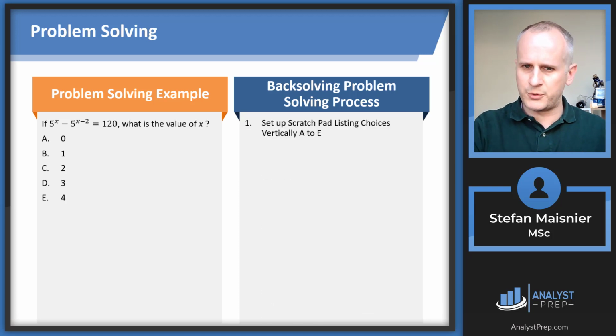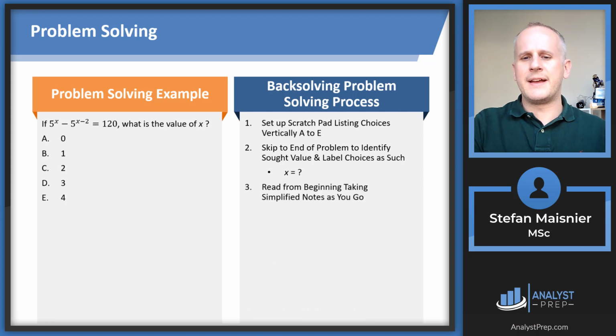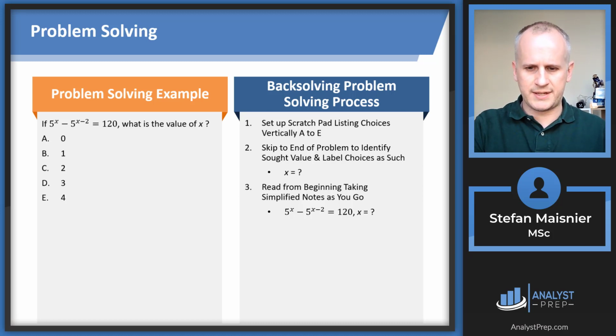So we're going to set up the scratch pad, listing the choices vertically A through E, just as we've got here. Skip to the end, figure out what we're being asked for, and in this case, value of x, it's pretty straightforward, not hiding much here. So there's our x. Now, once again, read from the beginning, taking simplified notes as you go. Again, there's not a lot here, it's just a more technical problem, but 5 to the x minus 5 to the x minus 2 is equal to 120, and what is x?